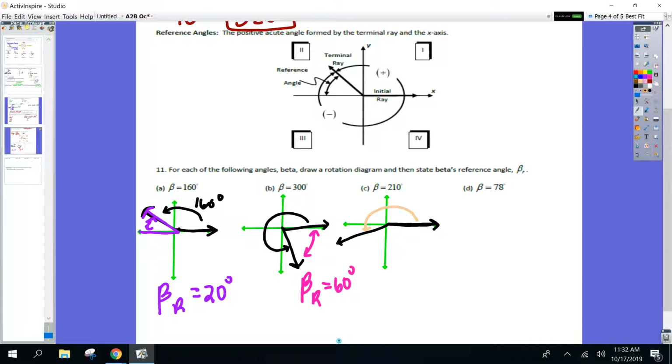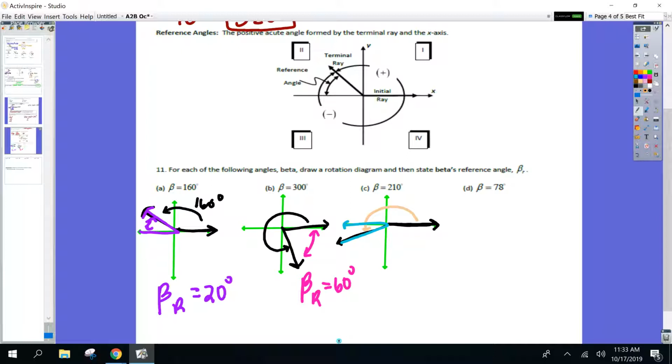Okay, some of you, anybody having a little issue here? Finding the reference angle. Hey, it's got to be the x-axis and the terminal side. I'm not finding that angle because that's with the y-axis. Here's the angle, so find it. What's the degree measure of that angle right there? And it's got to be acute, less than 90.